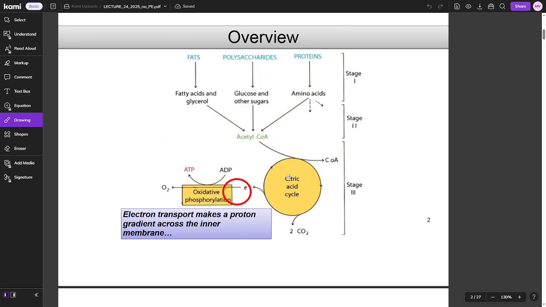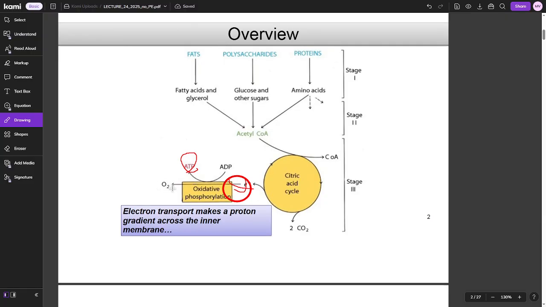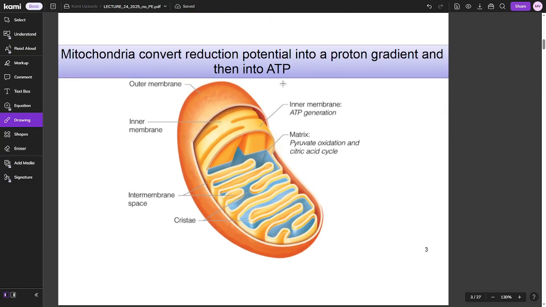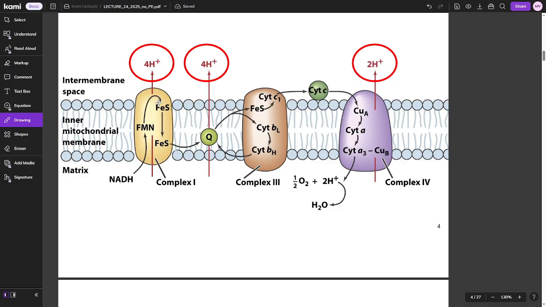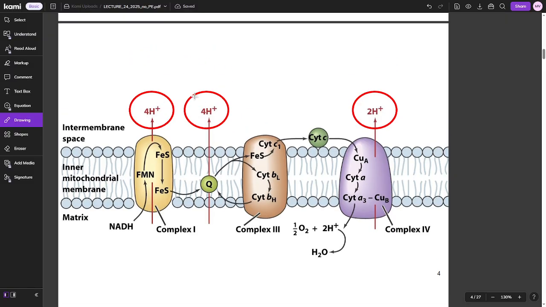So I'm not going to go over this, but the main idea is that we get some electrons from the citric acid cycle, and then these go through oxidative phosphorylation. We make ATP, and then we do all sorts of stuff, right? Mitochondria use the proton gradient to turn into ATP. Cool. Not much else there. That's important. We already talked about this proton gradient, right?